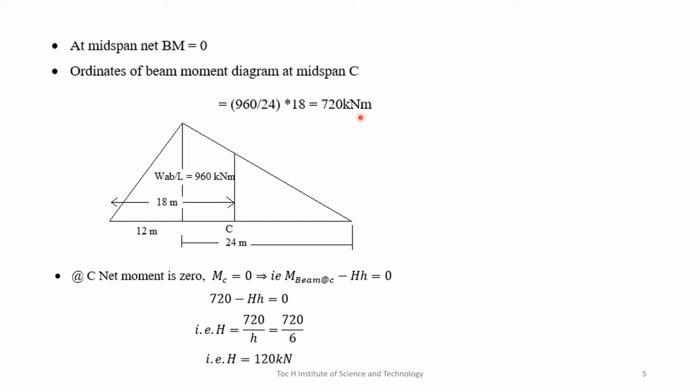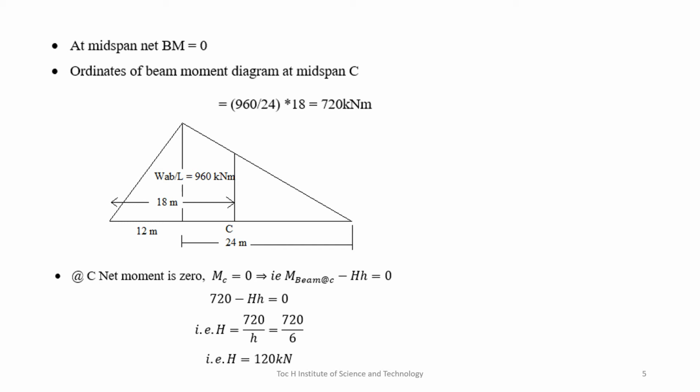So you get the value of the beam moment at this central point, which is equal to 720 kilonewton meter. Now you have the beam moment at this point and also at this point. Using this central point, the net moment is equal to 0, that is 720 minus h, and h is equal to 0. From that, h is equal to 120 kilonewton.